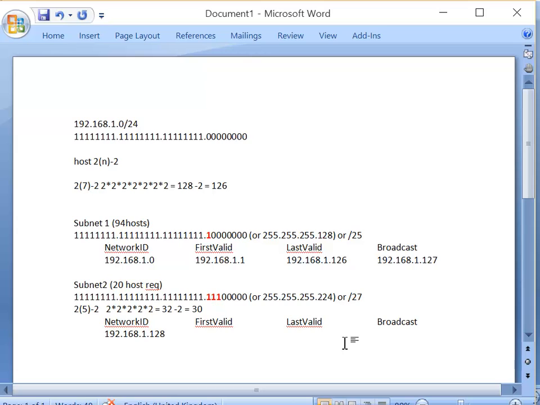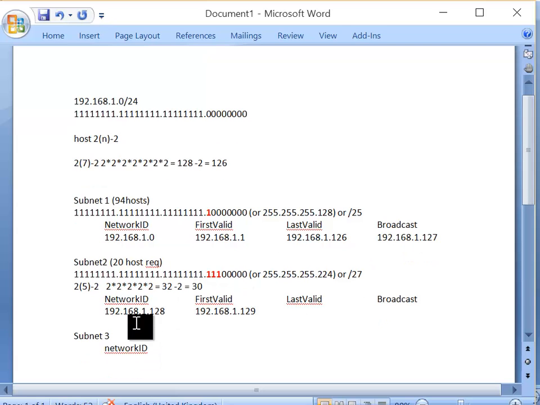Network 2, the network ID is 192.168.1.128. The first valid address is the network ID plus 1, so 192.168.1.129. To find the last valid address and the broadcast, it's better if you find the next network, subnet 3. The network ID is going to be 192.168.1.128 plus whatever bit is representing the division between ones and zeros. That bit represents 32. So 128 plus 32.